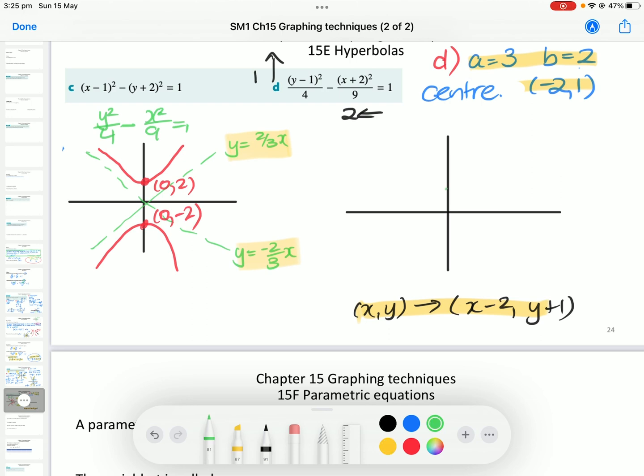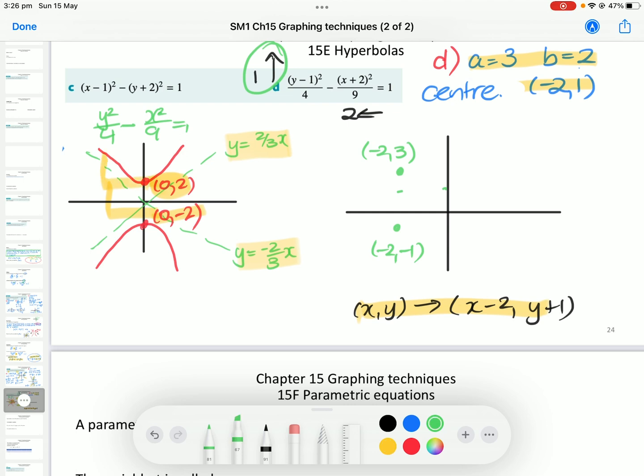So the point that was at 0, 2, it goes 2 to the left. Sorry, I said 1 down, I meant 1 up. So it goes 2 to the left and 1 up, so it goes here. So it was at 0, 2, so now it goes to minus 2, 3. This one that was at 0, minus 2, it goes 2 to the left and 1 up, so it goes to minus 2, minus 1. That's a bit high. So all we've done is moved this point 2 that way, 1 up. We've moved this point 2 that way, 1 up.